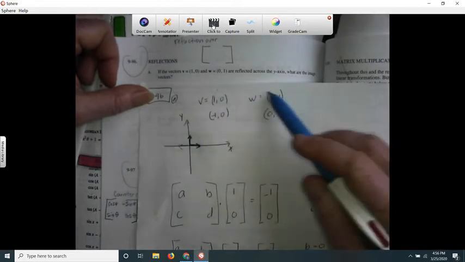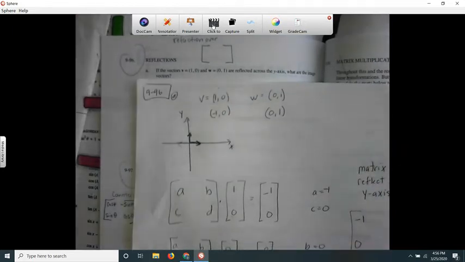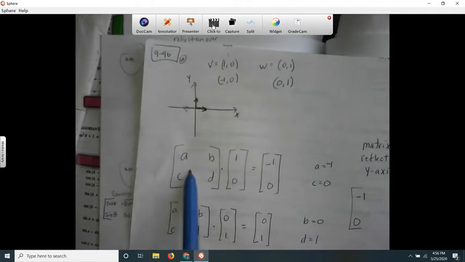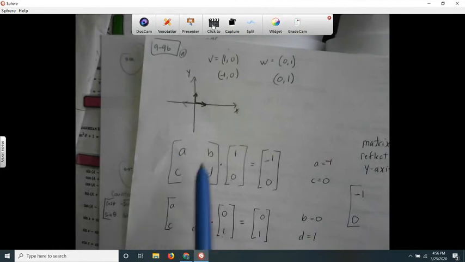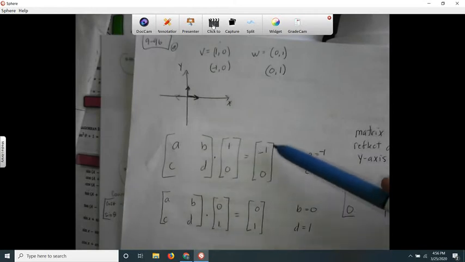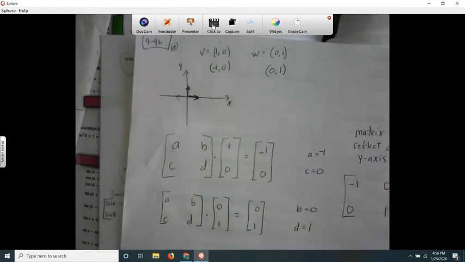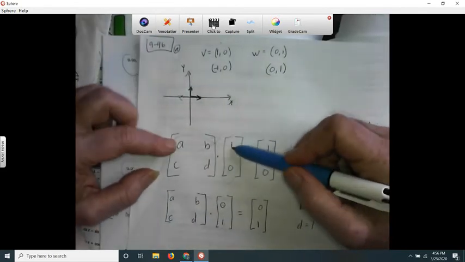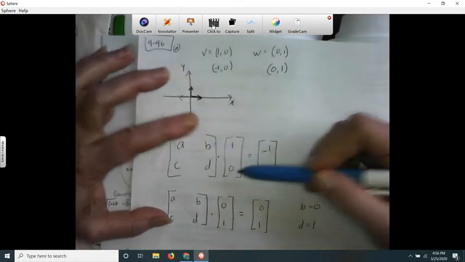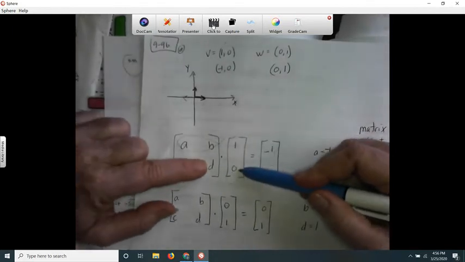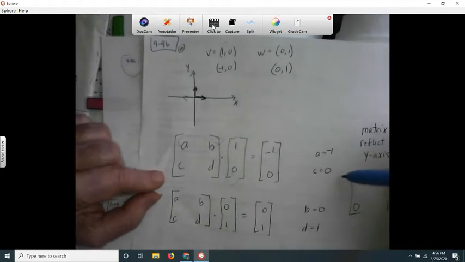So I'm going to do the same thing I did in the last problem. I'm going to set up a transformation matrix. I don't know what the numbers are yet, but what I want is that when I multiply it by 1, 0, I get -1, 0. So I do the same thing. This is row 1, column 1. So a times 1 plus b times 0, a is -1. Okay. C times 1 plus d times 0 equals 0. So c must be 0.